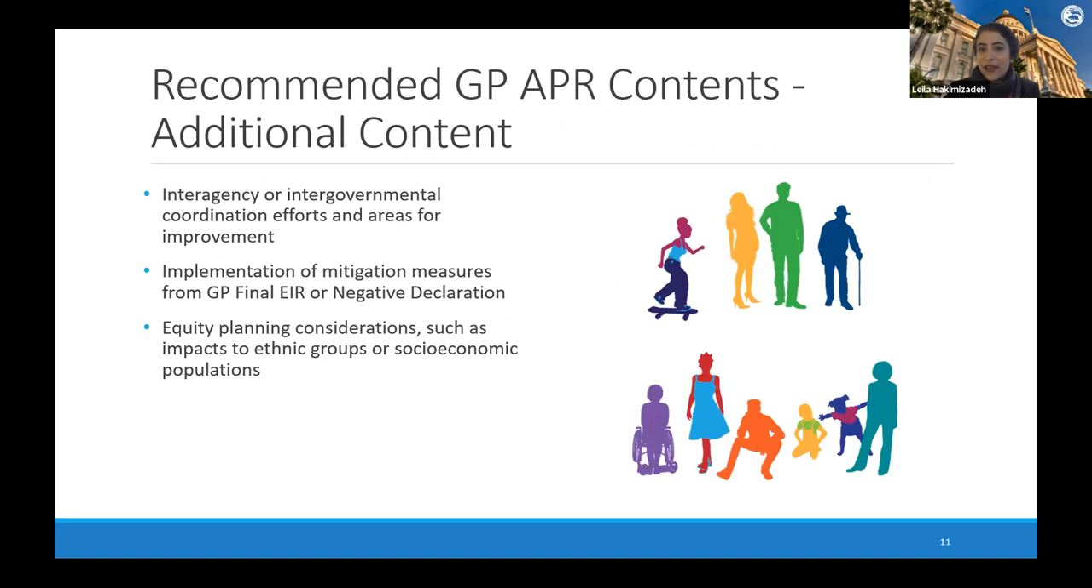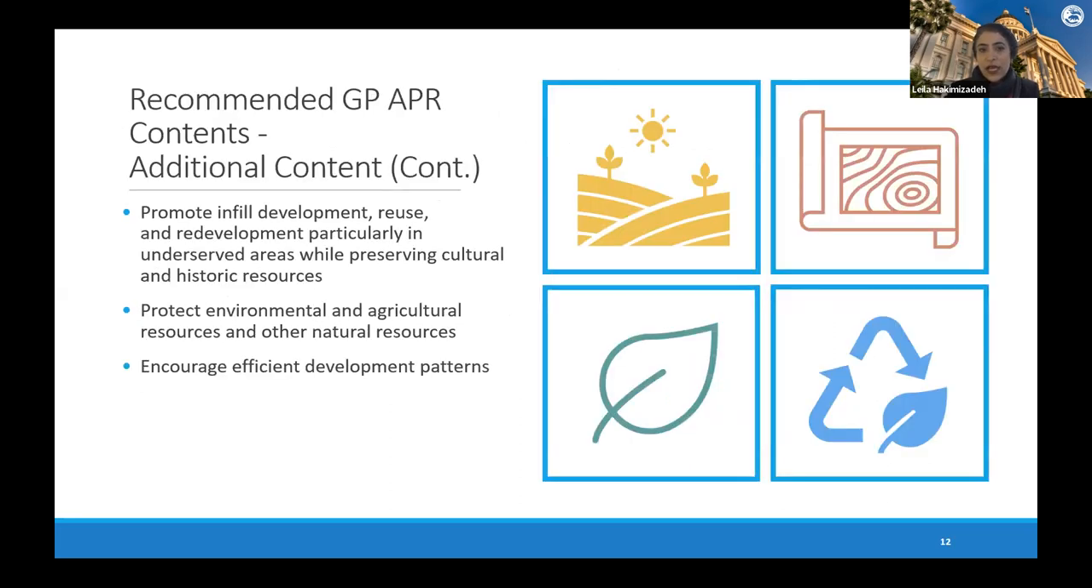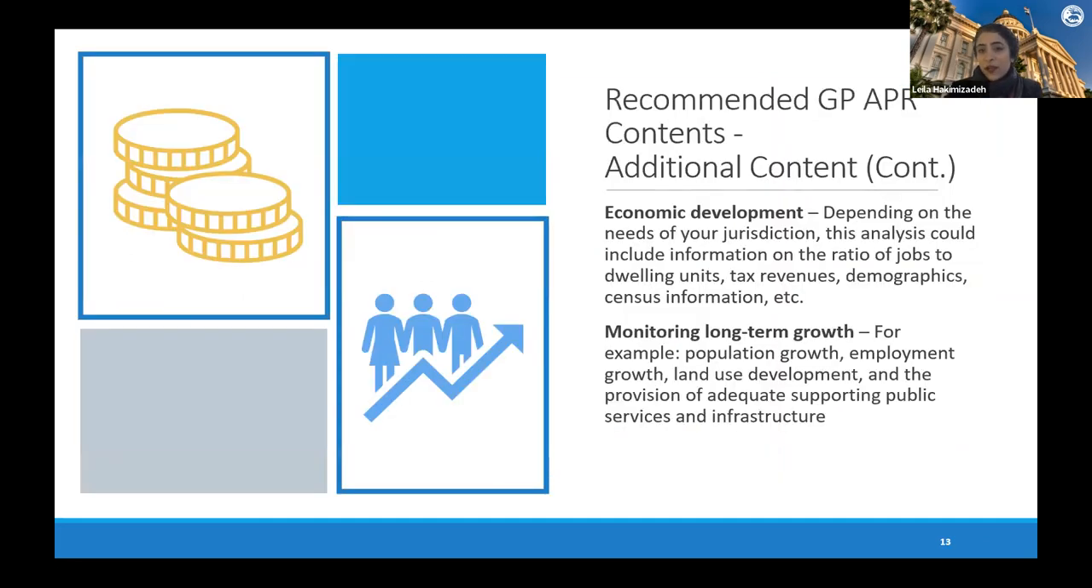If the information is available, a jurisdiction may include interagency coordination, implementation of mitigation measures of the general plan EIR, or equity planning considerations. A local government can include strategies for infill and compact development and preserving agricultural land and environmental resources as a part of their open space and conservation elements. Content may include a jurisdiction's long-term planning efforts, such as economic development and accounting for long-term growth patterns.